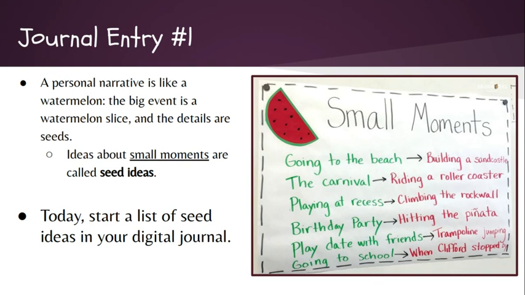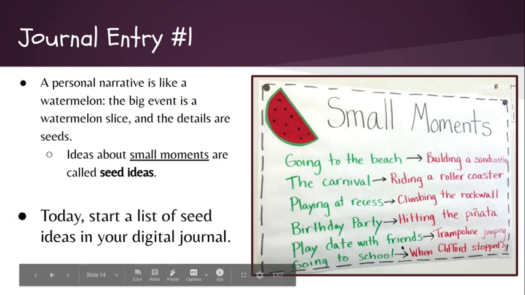So for your journal entry today, number 1, remember we had talked that a personal narrative is like a watermelon. The big event is the watermelon slice. That might be the camping trip or a trip to Disney or Christmas Day. The details are the little seeds. The details are your seed moments. So here's an example of what your journal entry might look like today. You're going to write watermelon moments and seed moments.